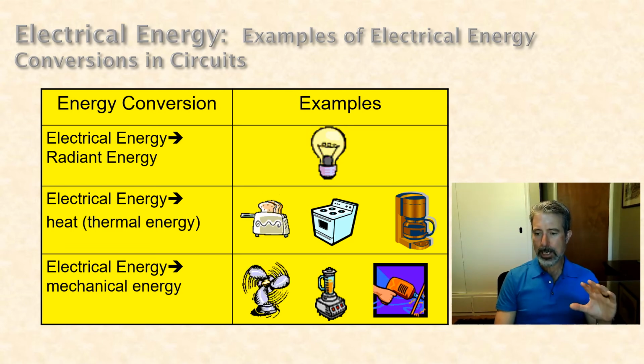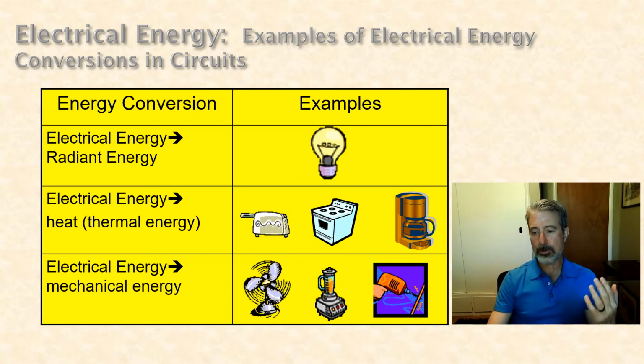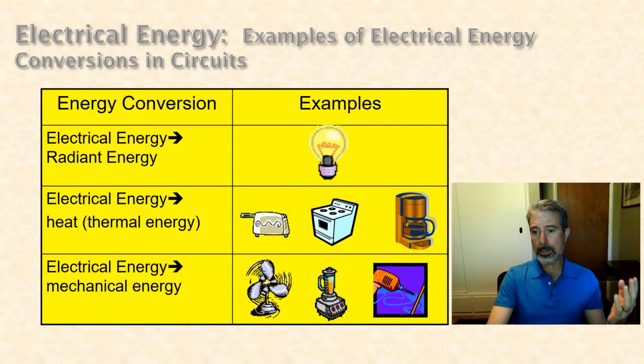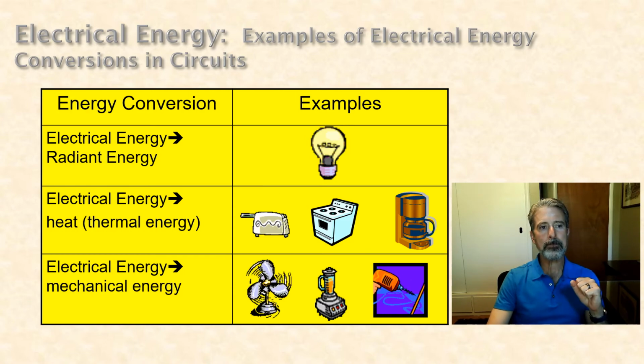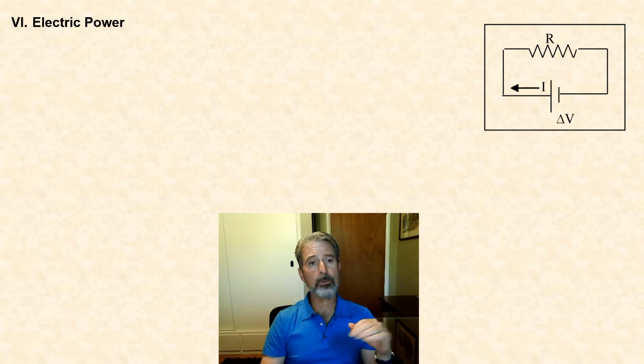So just given this, we will now talk about the rate at which the electrical energy gets converted into these forms via the various types of circuits that we come across in modern society. So we're now going to turn our attention to the topic of electric power. That is the rate at which electrical energy gets converted into other more useful forms of energy.